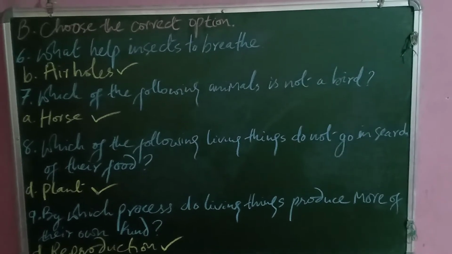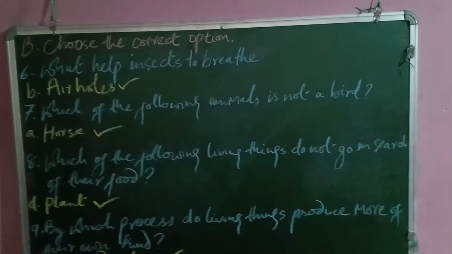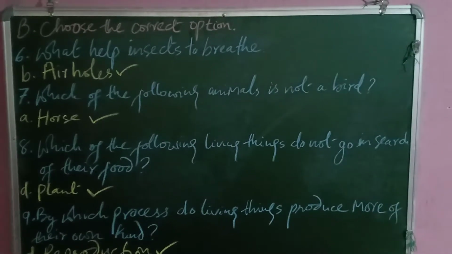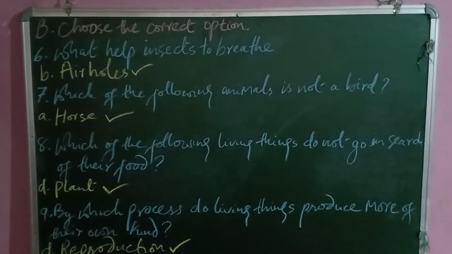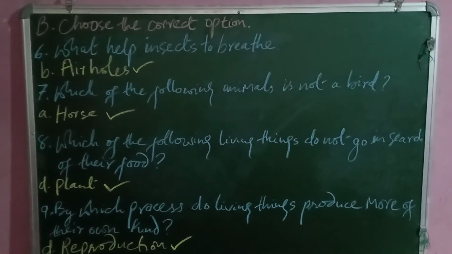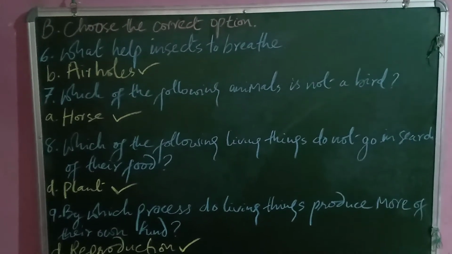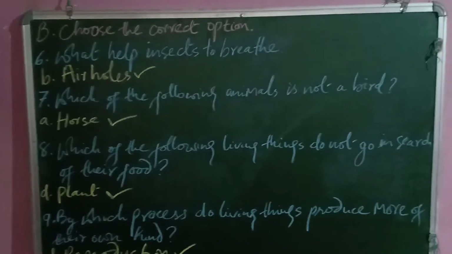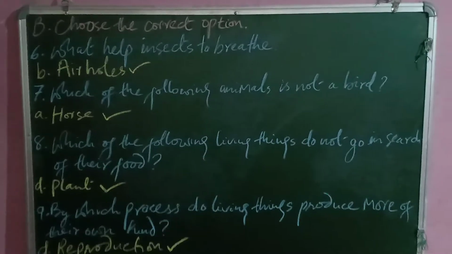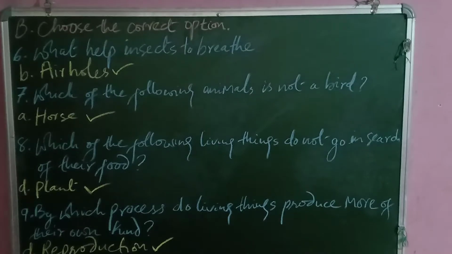Then question number 8: which of the following living things do not go in search of their food? So your options are bear, squirrel, monkey, and plant. So plant, option D, is the correct option. Then we have question number 9: by which process do the living things produce more of their own kind? So the processes are digestion, breathing, hearing, and reproduction. So the correct option is option D, reproduction. Moving on.